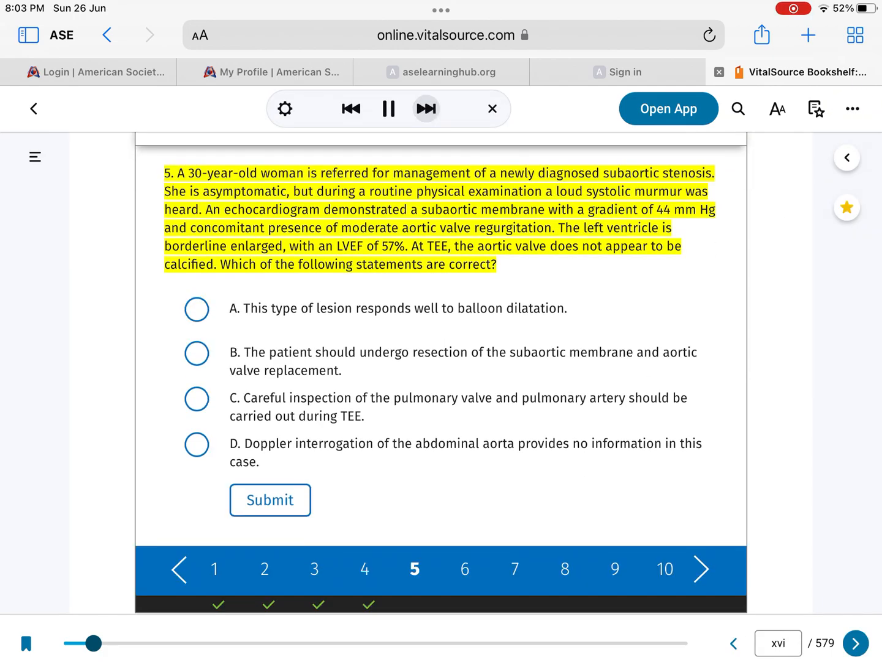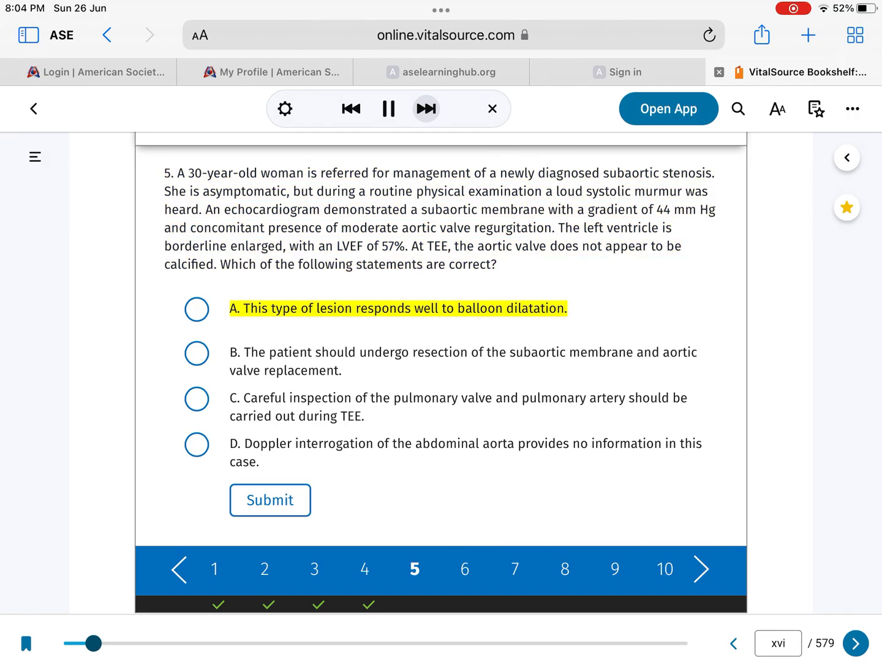Chapter 5. A 30-year-old woman is referred for management of a newly diagnosed subaortic stenosis. She is asymptomatic, but during a routine physical examination a loud systolic murmur was heard. An echocardiogram demonstrated a subaortic membrane with a gradient of 44 mm Hg and concomitant presence of moderate aortic valve regurgitation. The left ventricle is borderline enlarged, with an LVEF of 57%. At TEE, the aortic valve does not appear to be calcified. Which of the following statements are correct?